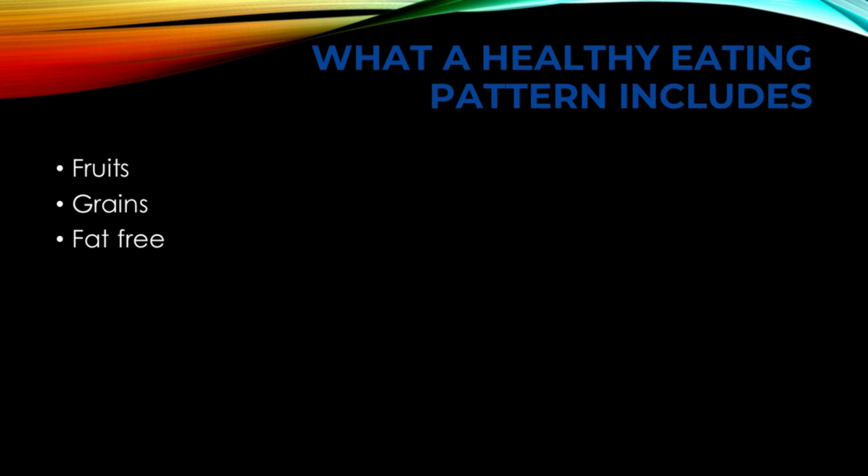When it comes to recommendations on healthy eating patterns, the guidelines state a healthy eating pattern includes vegetables from all subgroups: dark greens, oranges, legumes, beans, and peas; fruits; grains, at least half being whole grains; fat-free or low-fat dairy, milk, yogurt, and cheese; proteins, seafood, lean meats and poultry, eggs, legumes, nuts, seeds, and soy.